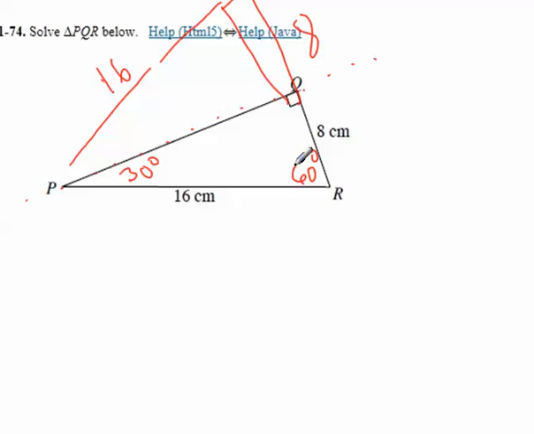Now, if you can remember the 30, 60, 90 pattern, it's always this value times 2 and this value times the square root of 3. So this side length is 8 radical 3.